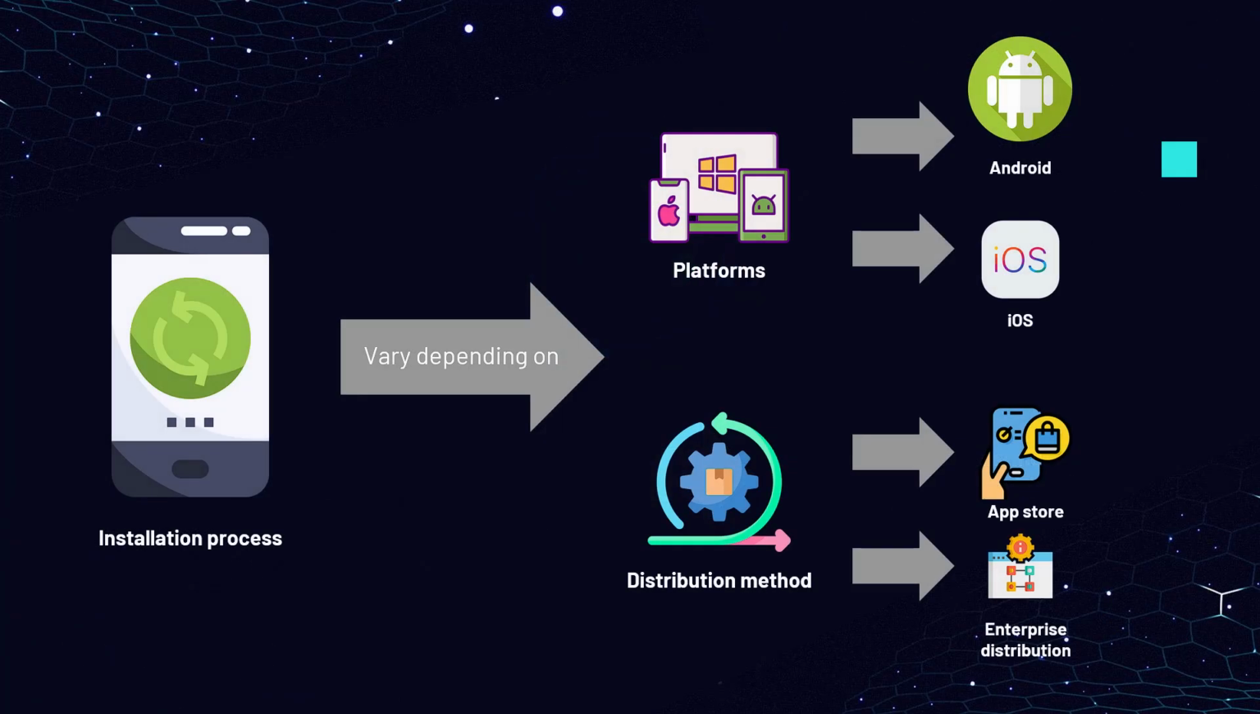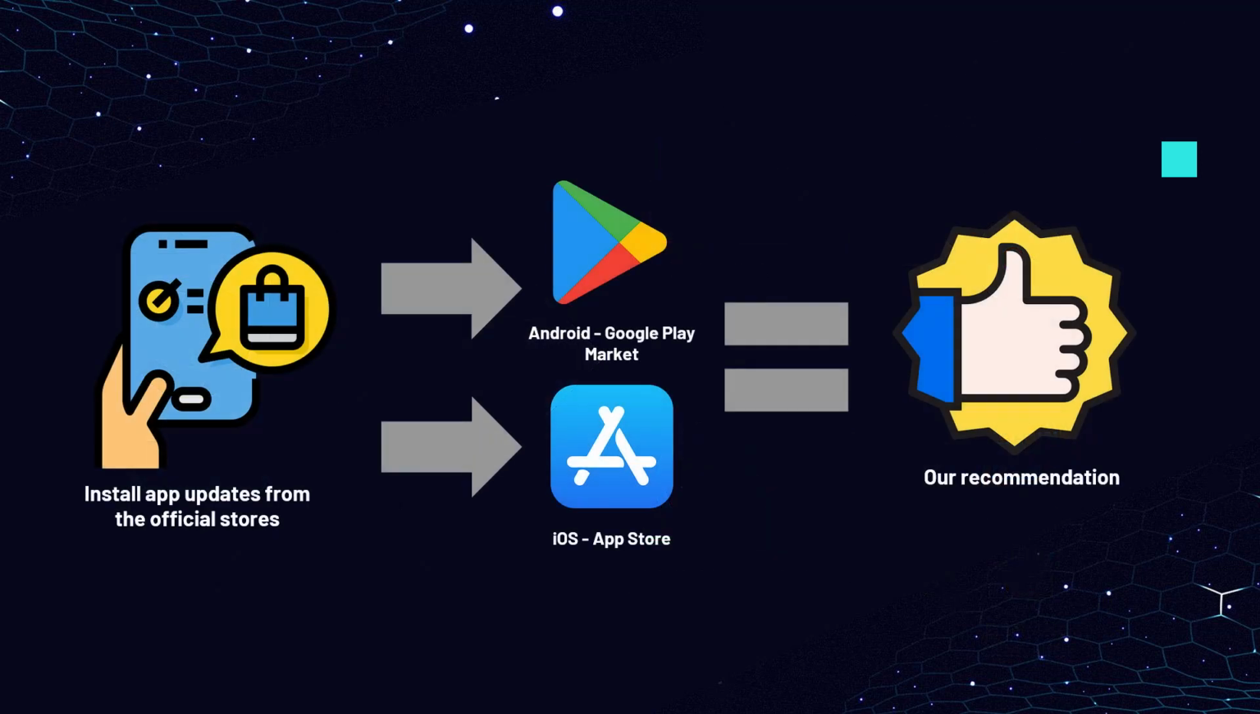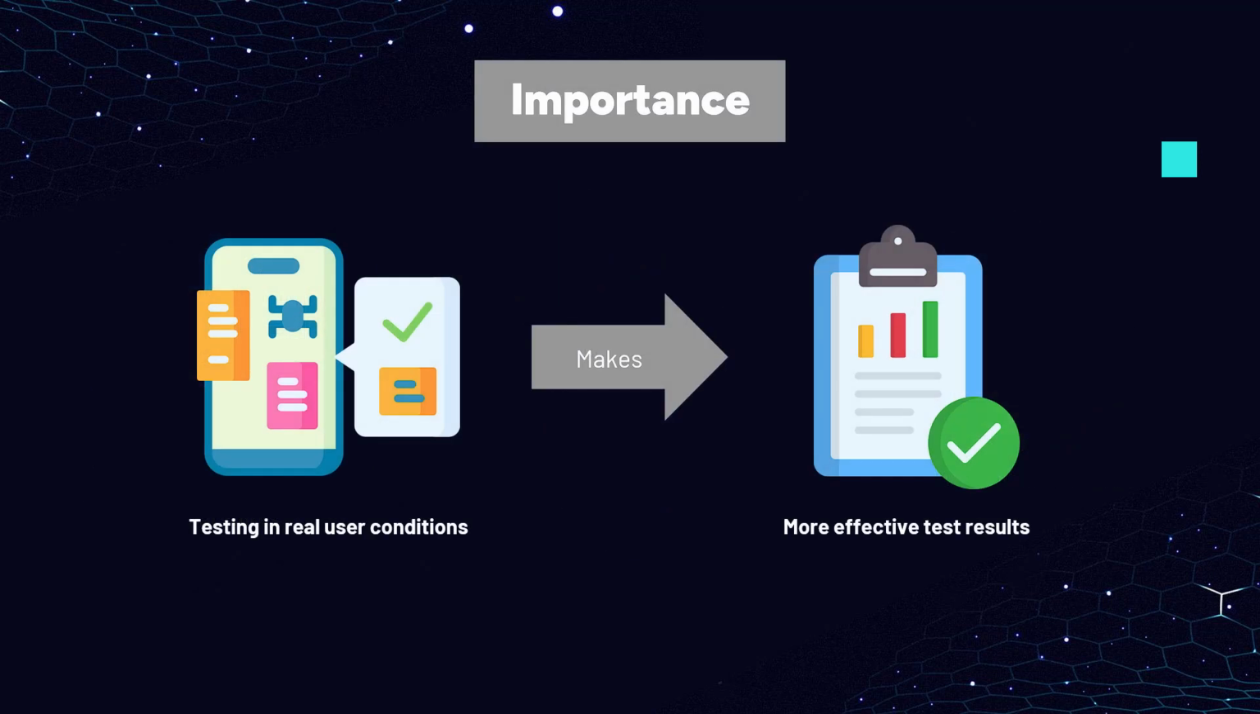Let's first consider how to update the application. The process may vary slightly depending on the platform, such as iOS or Android, and the distribution method, such as the App Store or Enterprise distribution. In order to perform an update test most thoroughly, we recommend doing that from the official App Store, namely the App Store for the iOS platform and Google Play Market for the Android platform. This will allow testing to be carried out most effectively and avoid bugs in the conditions that real users will have when installing applications on the phone.